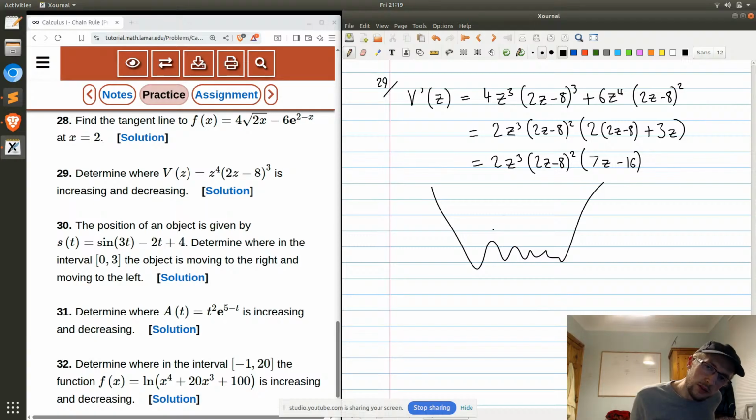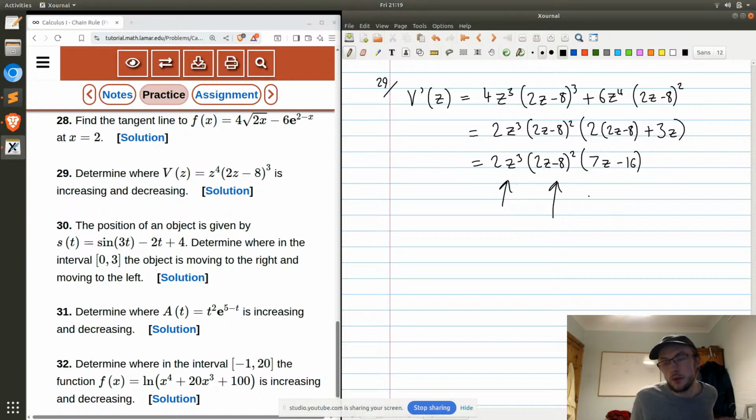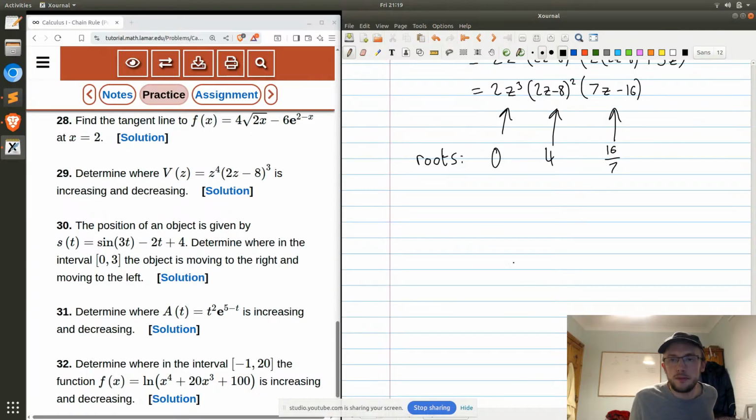So, what else do I know? I know it's going to have a repeating root of a multiplicity of 3, and it's going to be 0. It's going to have a repeating root of a multiplicity of 2, and it will be 4. And then this one here is 16 over 7. So 0, 4, and 16 over 7. And these are my roots. And then multiplicity is important because I'm going to be thinking about how I'm going to graph this.